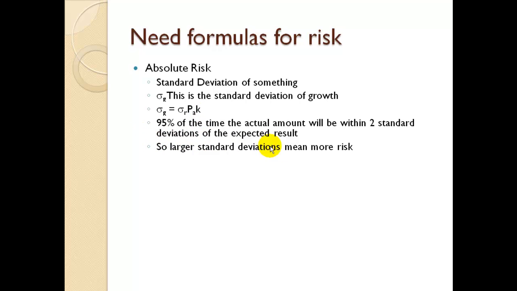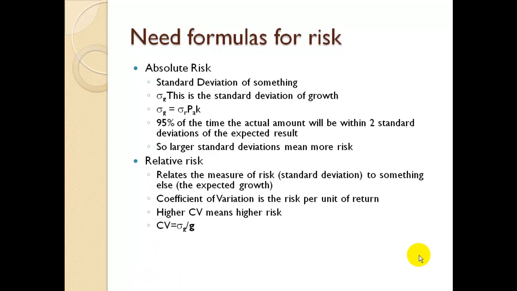95% of the time, the actual amount's going to be within 2 standard deviations of the expected result. So if we took that expected growth rate that we found, 7.2%, and added 2 standard deviations to it and subtracted 2 standard deviations from it, 95% of the time we would be within that range. That's just one way to interpret a standard deviation. So larger standard deviations mean more risk.